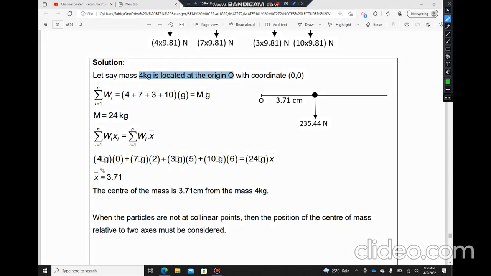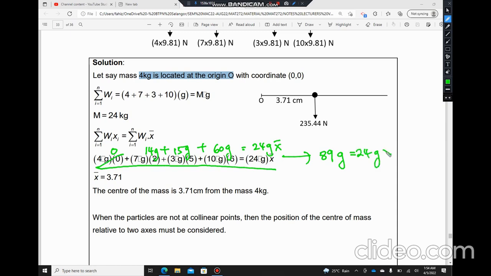Okay, so this one saya jelaskan macam mana dapat ni. Kita just solve je lah. Apa ni equation this one. 4G multiply by 0 dapat 0. 7G multiply by 2 you get 14G. 3G multiply by 5 15G. 10G multiply by 6 60G equals to 24G X. Okay, so when you add this one you will get 89.